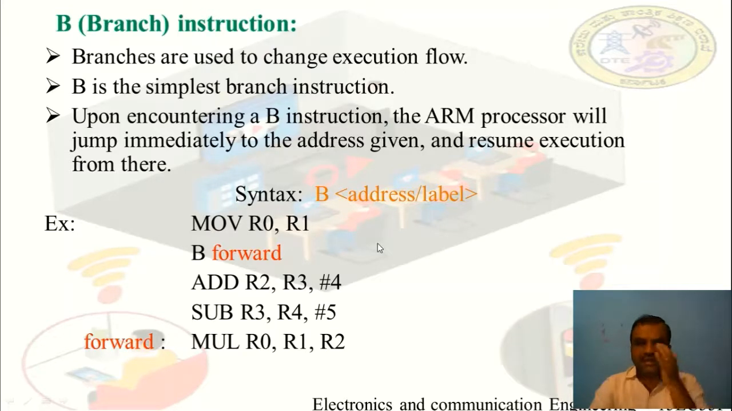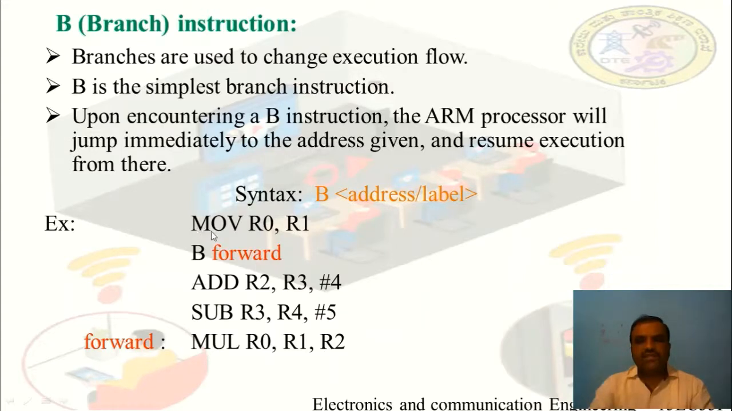The general syntax of B instruction is you have to use the mnemonic B, then you have to write either address or the label. Example, this is part of a program. Here we have used the branch instruction followed with the label forward.